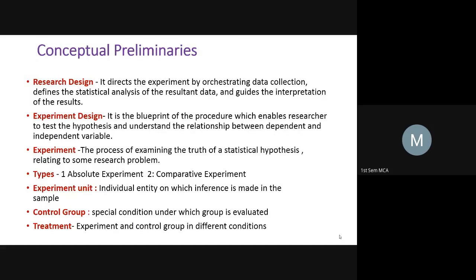Suppose the problem is that I want to search for some value in a given set of data, say some 50 numbers, and I want to search for a specific number in the given set. My focus is only that. I write one algorithm and I see that I will get it. That is an absolute experiment, where the focus is only one.